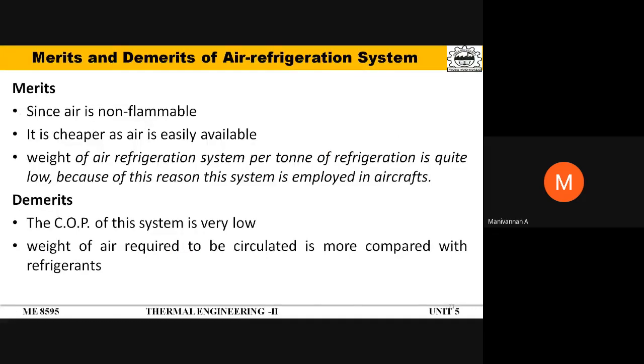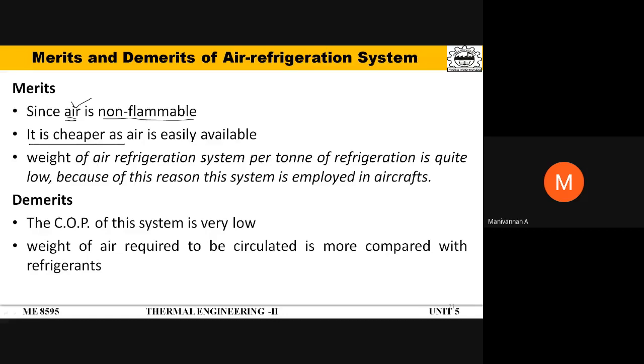Coming into the advantages and disadvantages of the air refrigeration system. As I told you, here my working fluid is air. Air is easily available in the environment and it is non-flammable. Whereas some refrigerants are flammable, we have to take care of those points. When you go for a vapor compression refrigeration cycle, the refrigerant has a flammability limit. Whereas air is non-flammable. So safety-wise, it is very safe compared to the vapor compression refrigeration system.